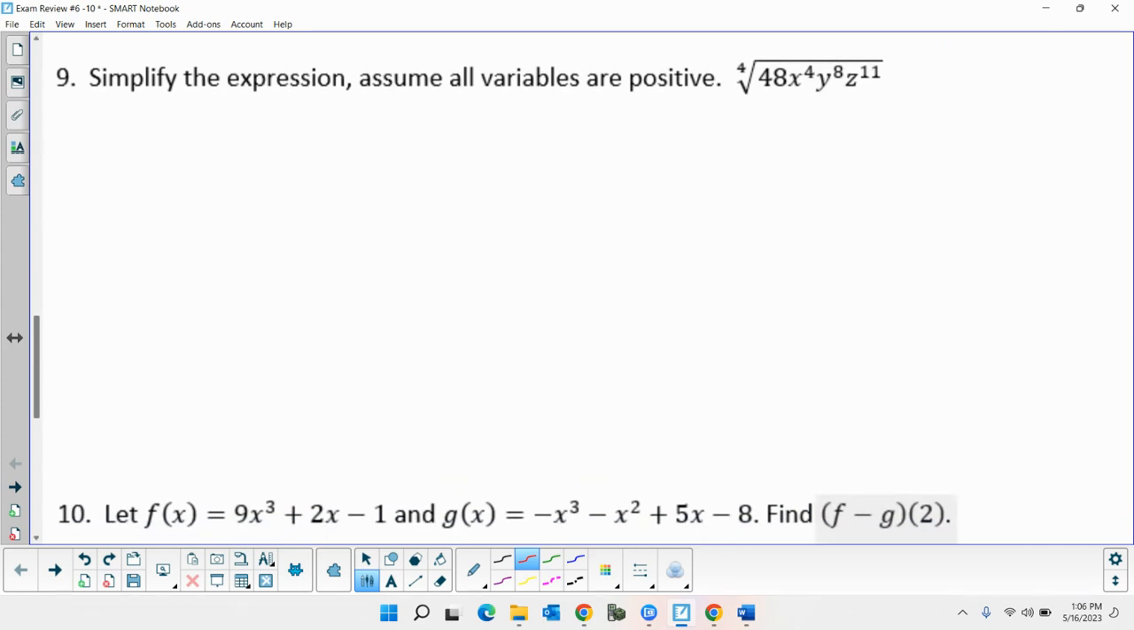Do your factor tree for this. Looking for groups of what? 4. Very good. What if it's a cube root? Groups of 3. Square root? Groups of 2. You guys are so smart.